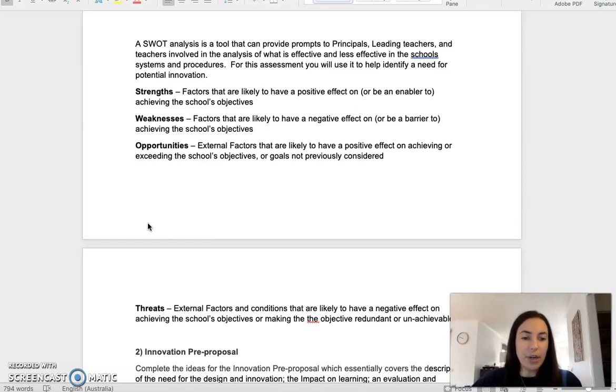When we talk about a SWOT analysis, we're talking about strengths, so factors that are likely to have a positive effect or enable achieving schools' objectives. Schools' objectives can be as simple as curriculum. It could be a particular ethos that a school has, or it could be a theme for the year. Different schools that I have been involved with have had different themes. The current theme at my school is globalization, or global perspectives, encouraging our students to have a global perspective on things.